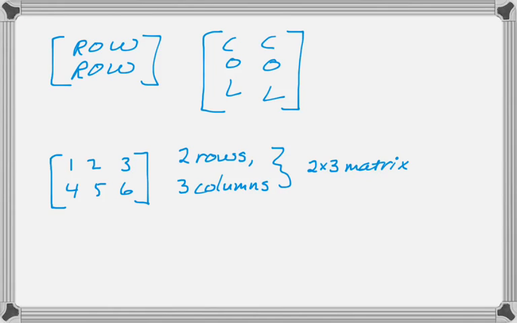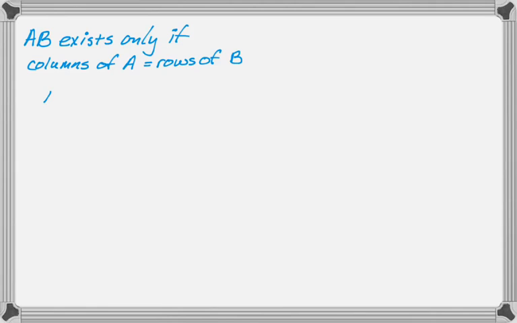The reason I say that is that the product A times B for matrices exists only if the columns of A is equal to the rows of B. So remember, you go row by column. The second number for A has to equal the first number for B when you write down the classification.